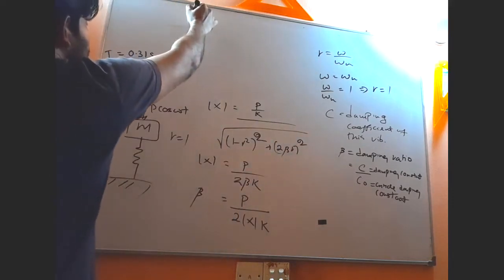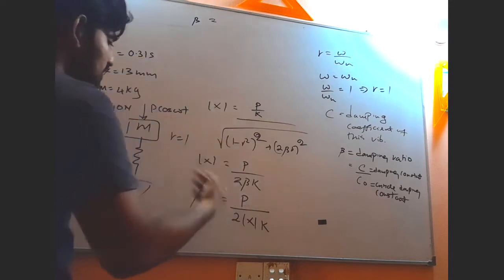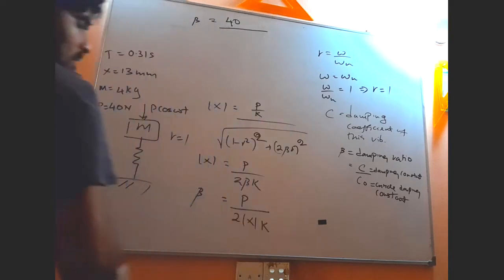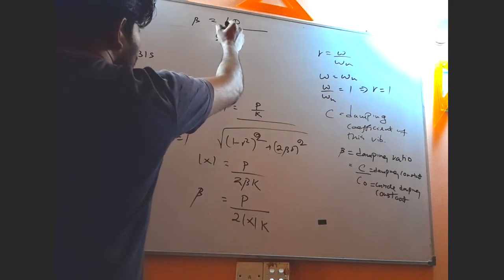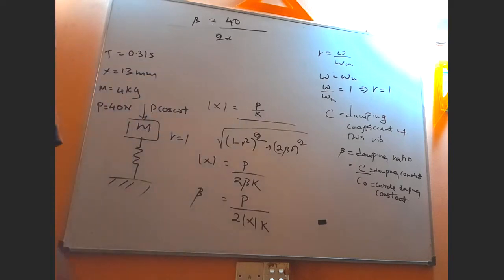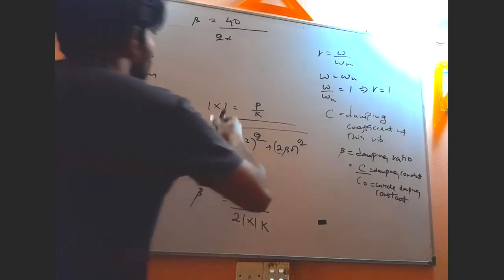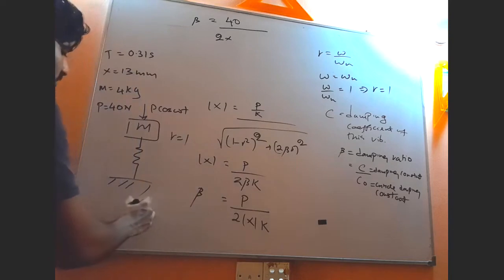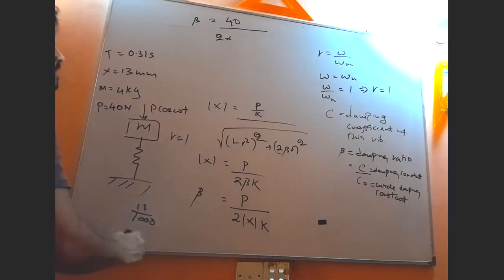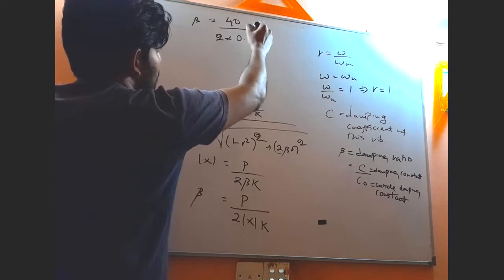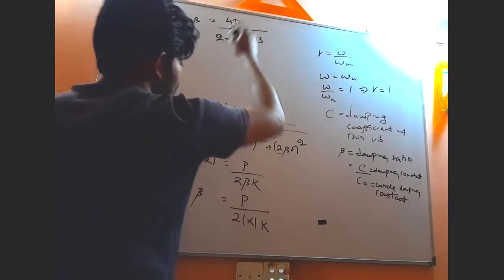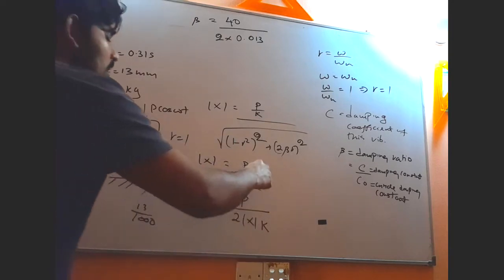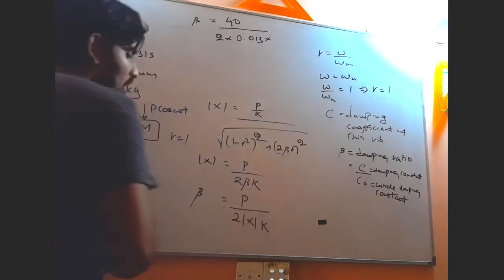Beta equals, what is P? P is the force, that is 40 newtons, multiplied by 2. Then what is X? X is the amplitude, 13 millimeters. You have to keep the standard units, so you divide 13 by 1000, that means 0.013. And K, the stiffness. How can you find K?